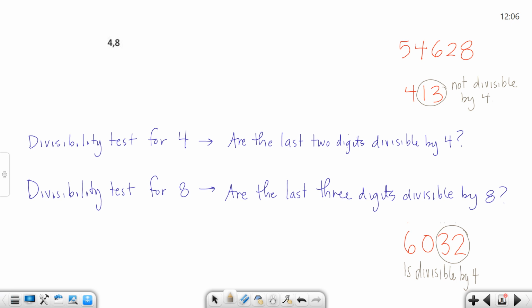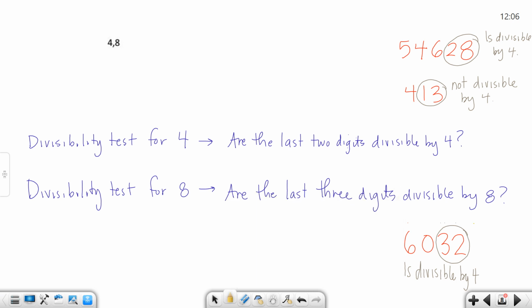Looking at the top one, it's a huge number, 54,628. The last two digits are 28. 28 is divisible by 4, so that means that this number is divisible by 4. Now the way that 8 works is it's the same thing, except you can't just use the last two numbers, you have to use the last 3.